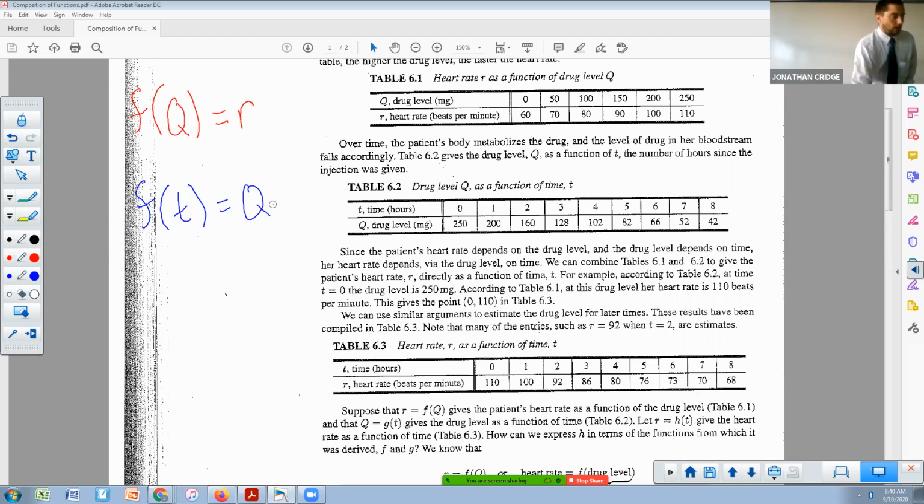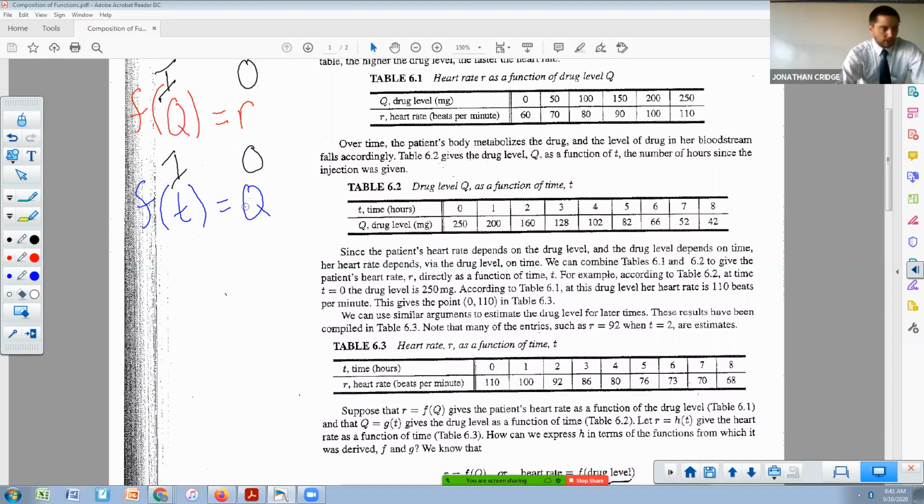All right, before we go to our third table, let's recap what we have. In the first one, our Q, the drug level, was the input, and the output was the heart rate. In the second function, time is my input, and the drug level is now the output. Okay? All right. So now we're going to take those two functions and try to put them together. That's what's happening in this third table.